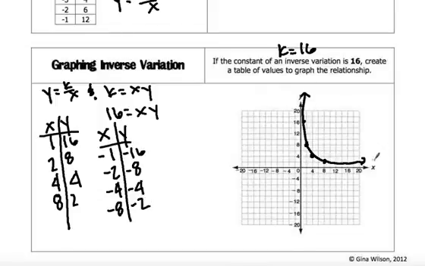So I have this part of the graph, but I also have a part of the graph over here that looks very similar. So I'm going to skip negative 1, negative 16, because remember we had to do some crazy work there. But I could put negative 2, negative 8 on my graph, and negative 4, negative 4, and negative 8, negative 2. So that gives me an idea that my graph looks like this. So keep in mind that with an inverse variation graph, you're going to have kind of the reflection on your graph. So two parts.